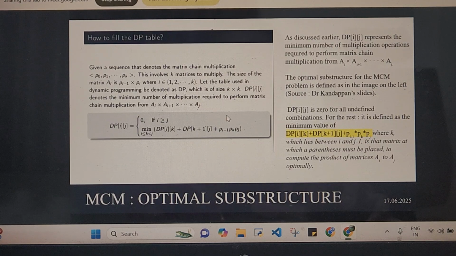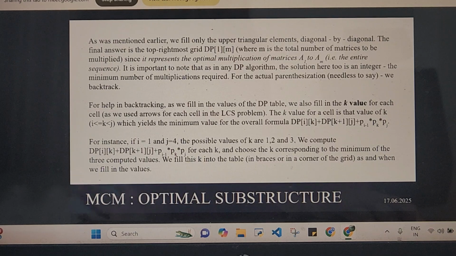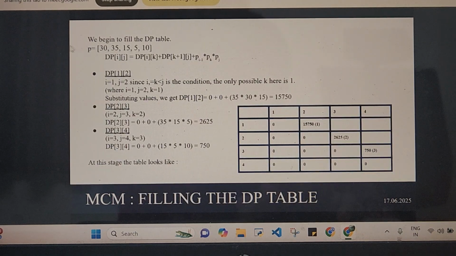But I will also keep a note of k values for the purposes of backtracking. Why and what is to be done with it, I will explain when we come to that. So right now, if things seem a little vague, stay with me while we do the example.